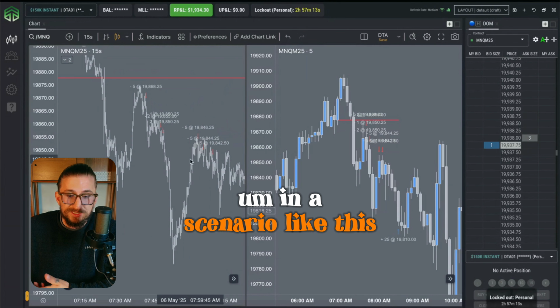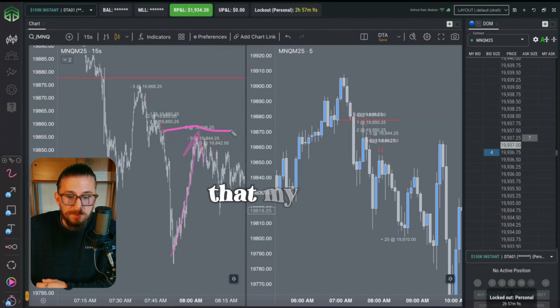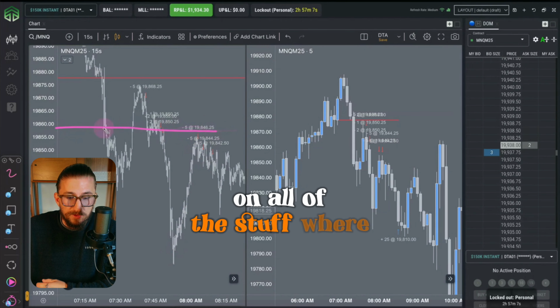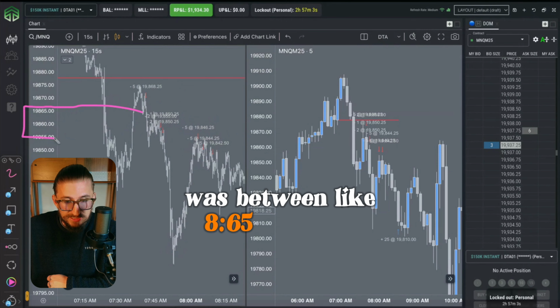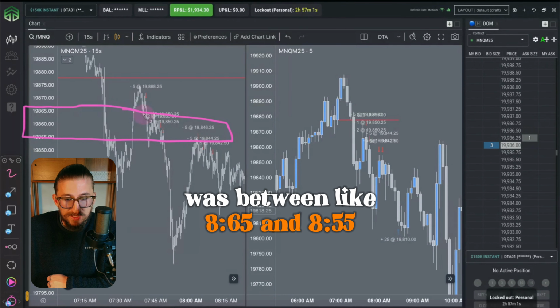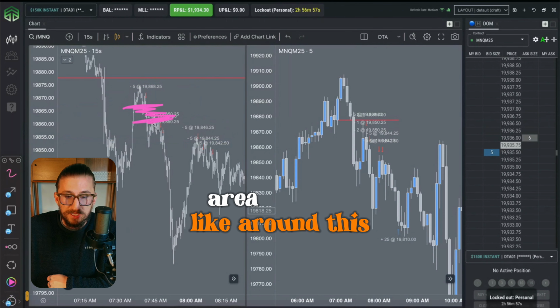In a scenario like this, it's perfect, because this is such an exhaustive move that my risk on all of the stuff where I'm about break even and trying to just hold on was between like 865 and 855. I did not move it up here at all. I moved it like around this area at most.